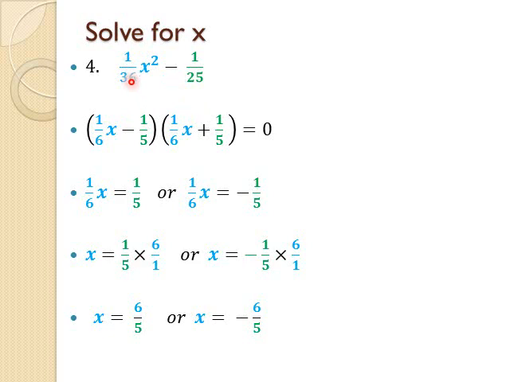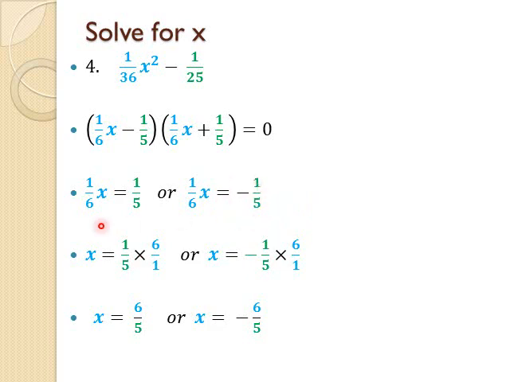So you see for 1 over 36, 1 over 6 times 1 over 6, because 6 times 6 would give me 36. x times x, x squared. For 1 over 25, 1 times 1 stays 1, but for the 25, 5 times 5. Right, it's a negative sign, so one bracket must be positive, and the other one negative. So from here, I can say that 1 over 6x minus 1 over 5 equals 0. If I take negative 1 over 5 across, it becomes positive 1 over 5. This side, 1 over 6x plus 1 over 5 equals 0. If I take positive across, it becomes negative 1 over 5.